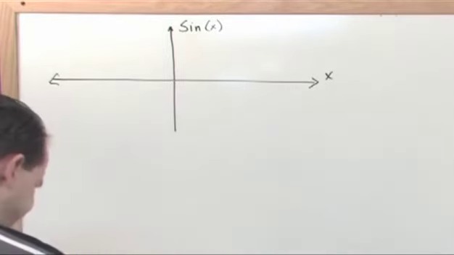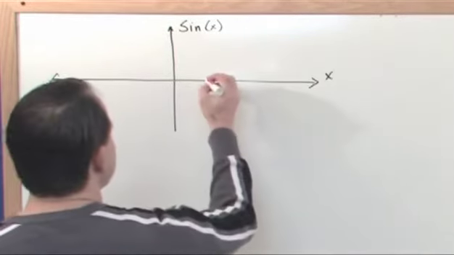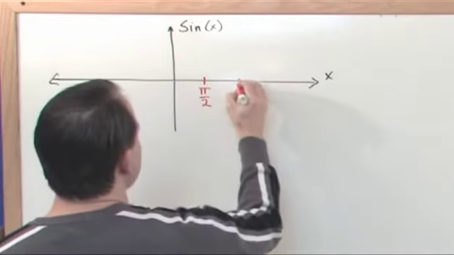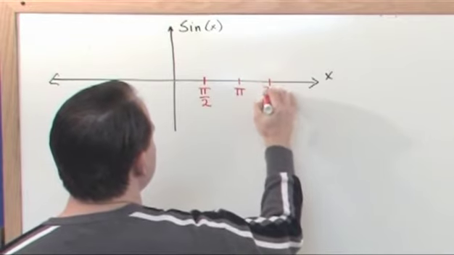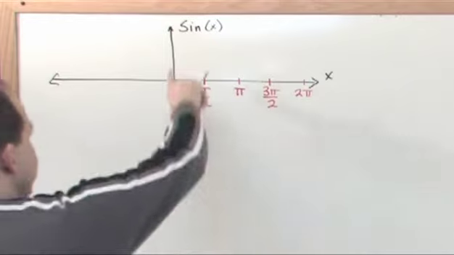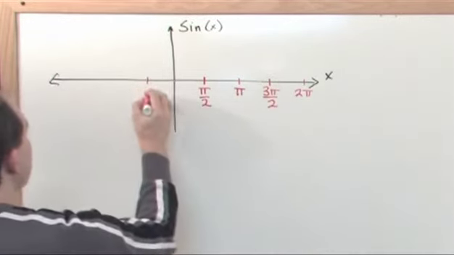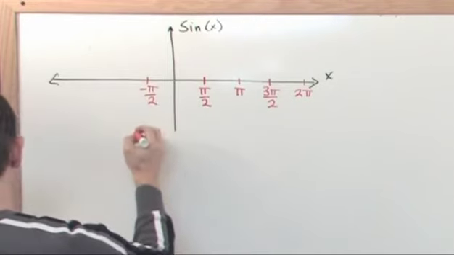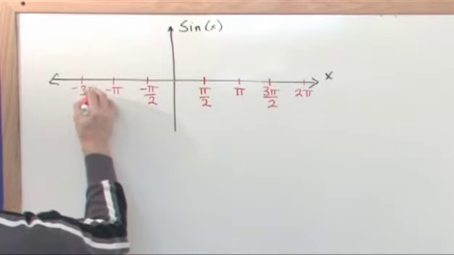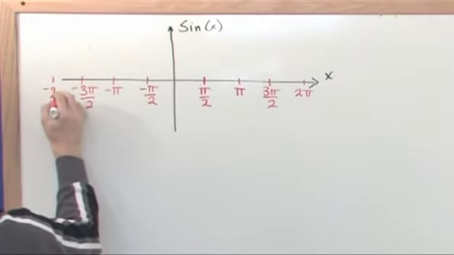So let's continue on. I'm going to switch colors here. This is something you probably should already know. You have pi over 2, pi, 3 pi over 2, and 2 pi. So one full circle, because 2 pi radians is a full circle if you recall. And on this side, we have negative pi over 2, and we have negative pi, and we have negative 3 pi over 2. And I'm going to go ahead and extend this over here, and we have negative 2 pi.